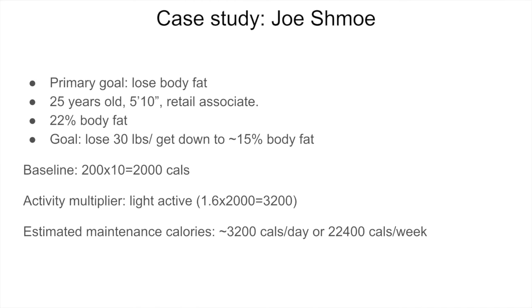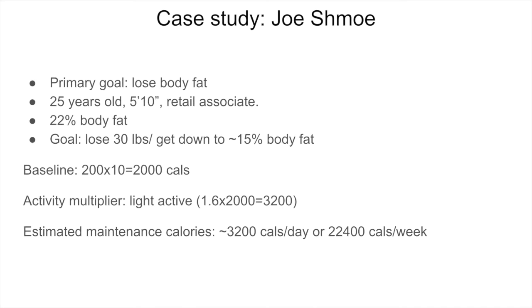So we're going to look at a couple of different case studies and just see how these individuals would set up their calorie and macronutrient intake. So case study number 1, we've got Joe Schmo. His primary goal is to lose body fat. He's 200 pounds, 25 years old, 5'10", retail associate, so we're going to say lightly active. He's 22% body fat, and his main goal is to get down, again, losing body fat, get down to 15% body fat or lose around 30 pounds.